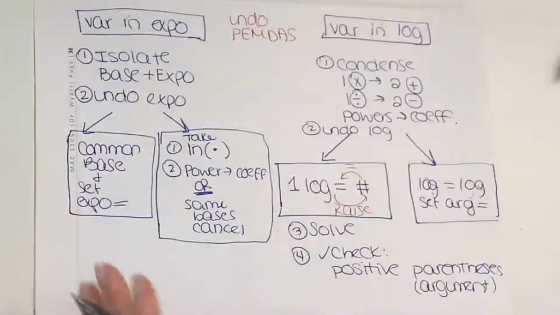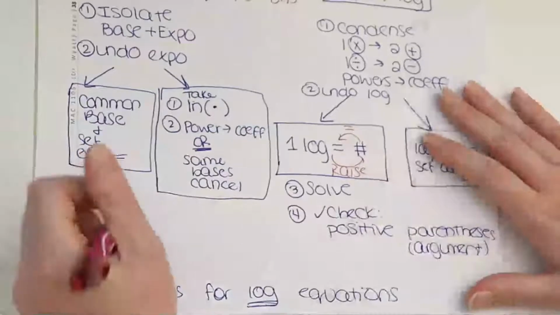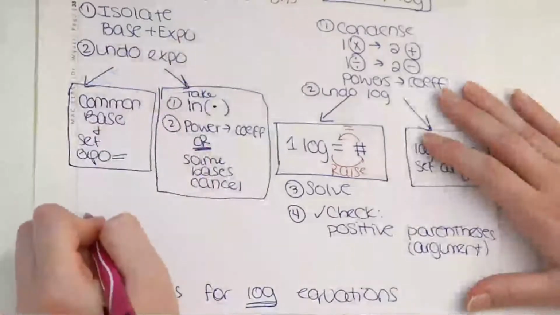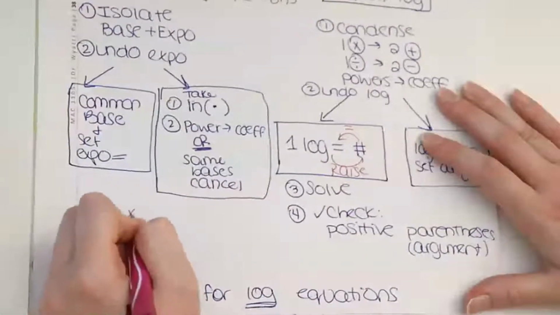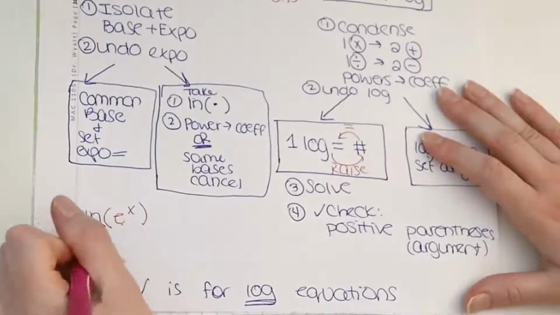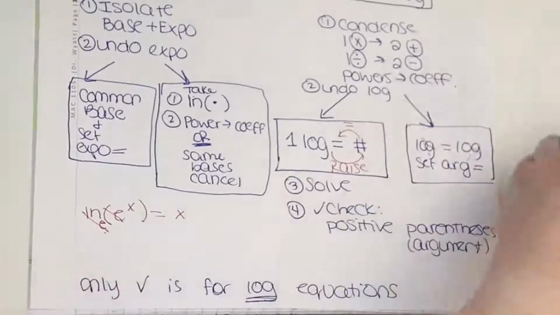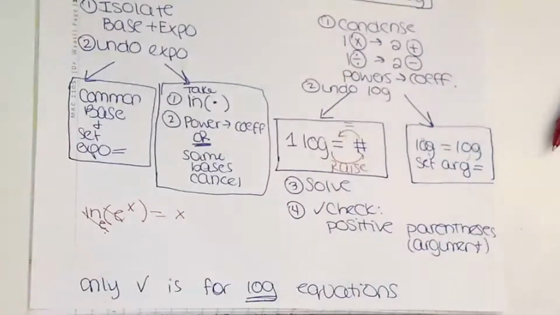Okay. Now, I do want to make another note about this. When you're talking about getting the same bases canceling, you're going to have something like the natural log of e to the x. Again, the natural log has base e, so the e and the natural log cancel, and you're just left with x. Okay, so that's when we're going to see that the same bases are going to cancel. Okay, are there any questions about that?